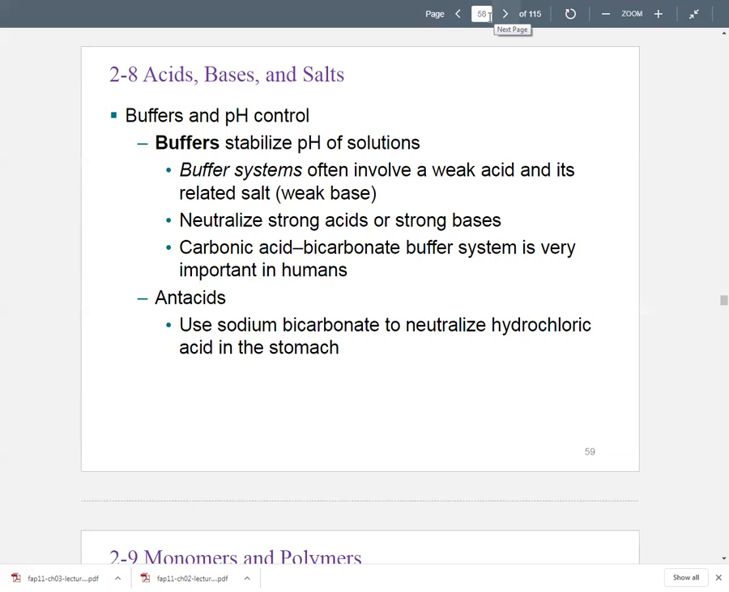So a classic example of a buffer system is carbonic acid and bicarbonate. So carbonic acid is the weak acid, bicarbonate is the related salts or weak base. Very important in our bodies. Anybody ever have taken antacid? All right. So these use sodium bicarbonate to neutralize the hydrochloric acid in your stomach. You get a little heartburn, right? So that's what they're for. They're called antacid because they're opposing the acid.